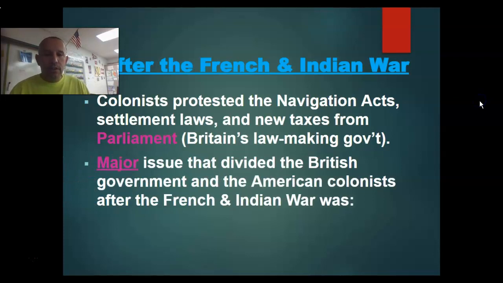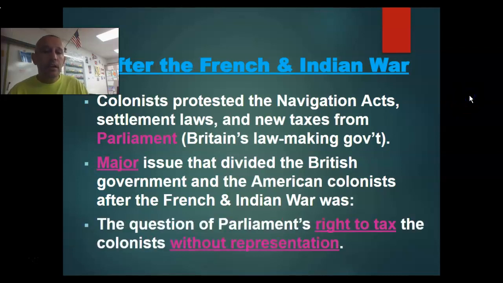The major issue that is going to continue to divide the British government and the American colonists after the French and Indian War is the question of whether or not Parliament has the right to tax the colonists without representation. And what that means is the colonists did not want to be taxed by a government that they did not have an opportunity to vote for. The colonists were able to elect colonial representatives, and they were okay being taxed by their colonial assemblies, but they did not want to be taxed by the Parliament, which was located in London.